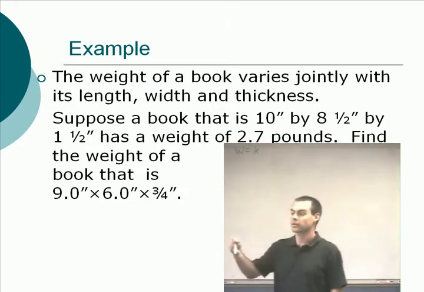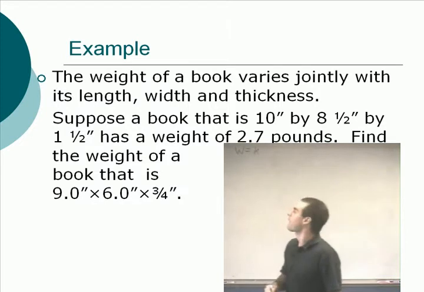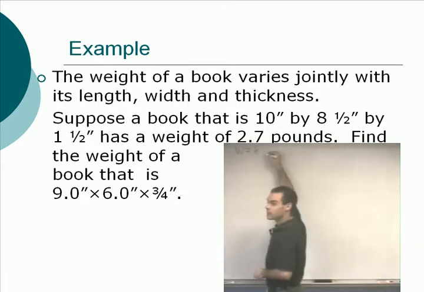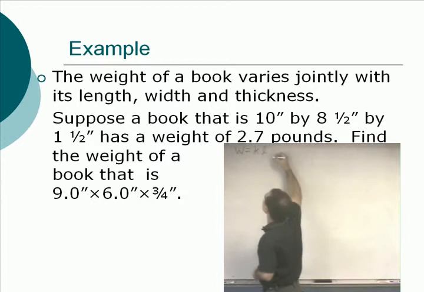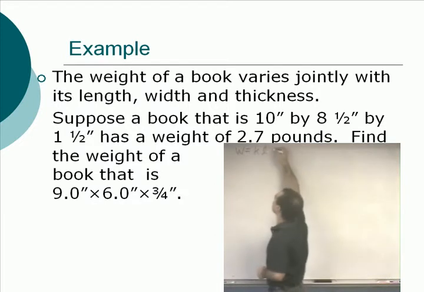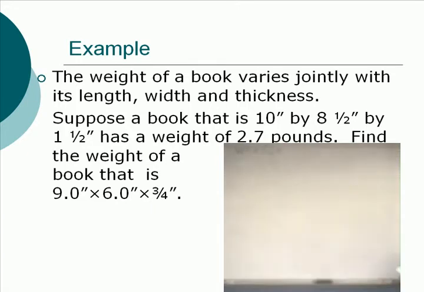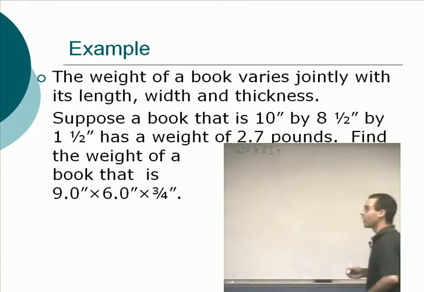Jointly can be any number of other things, as long as there's no special powers thrown in, but it wouldn't really matter if it is. We would just give it a different name. So it's going to depend on length, width, which how about if we call that I, the second letter? We don't want to use W again, and thickness. Okay, well, there's our relationship.